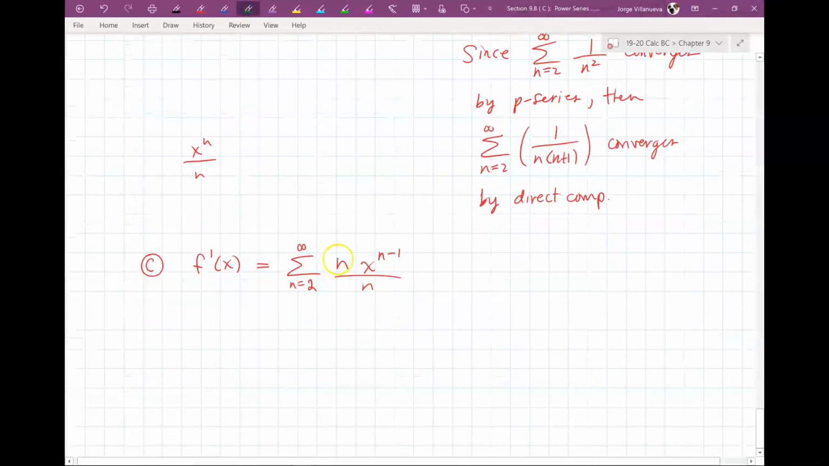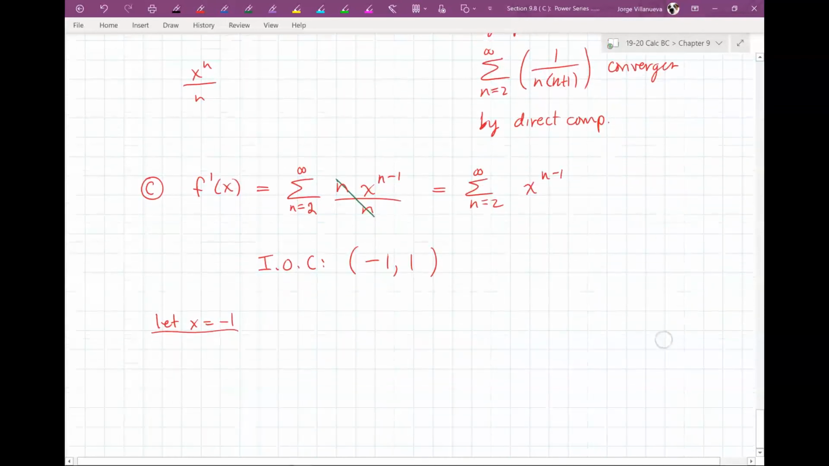Notice these are going to cancel, right? So I have this: x to the n minus 1. That's it. That's my derivative. I know the IOC is from -1 to 1. But let's just see if it converges on both. So let x equal to -1. So n goes from 2 to infinity of -1 to the n minus 1.